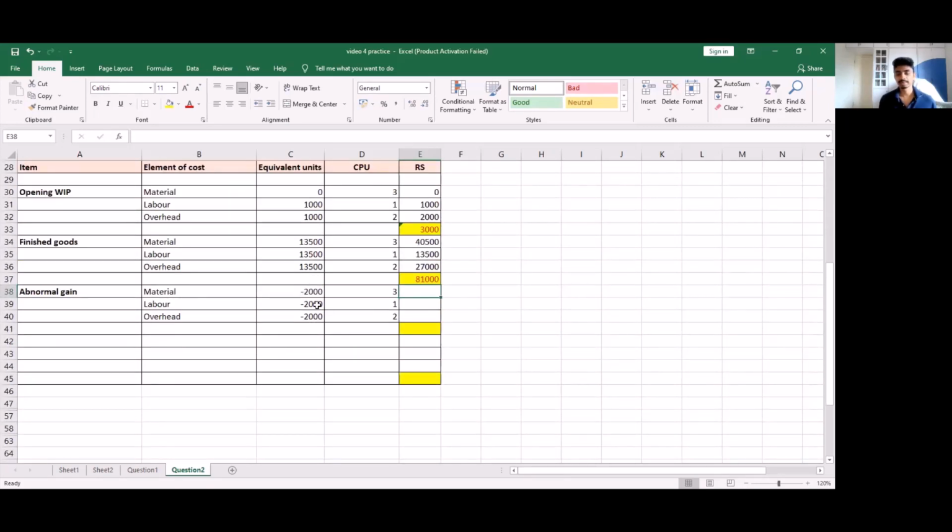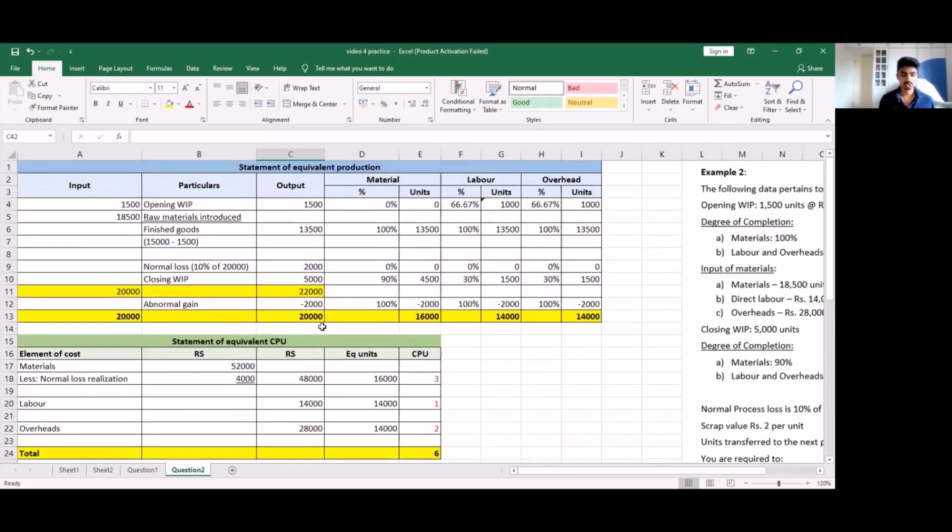So we will simply multiply 2000 with 3 and write the figure as 6000. Similarly, we have our labor cost of 2000 and overhead cost of 2 times 2000, which is 4000. Let's sum this to get the total value for our abnormal gain. Finally, we have closing work in progress. Now let's go and check our equivalent units for closing work in progress.